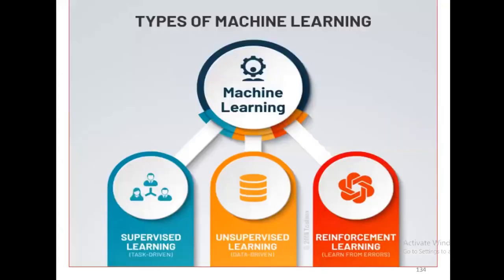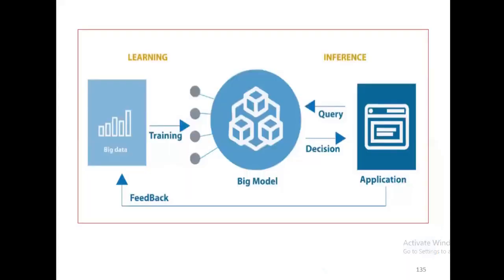Then types of machine learning, just now I have explained: supervised learning, task driven; unsupervised learning, data driven; reinforcement learning, learning from errors. So if you see the big data sets, we are learning and training the model. Big data models we are using, and inferencing, we are asking the query, it has to give the answer. And if it is not giving, then again we are training the model and expecting very good results.